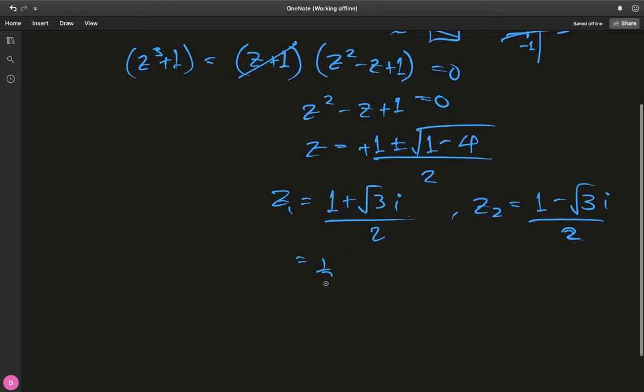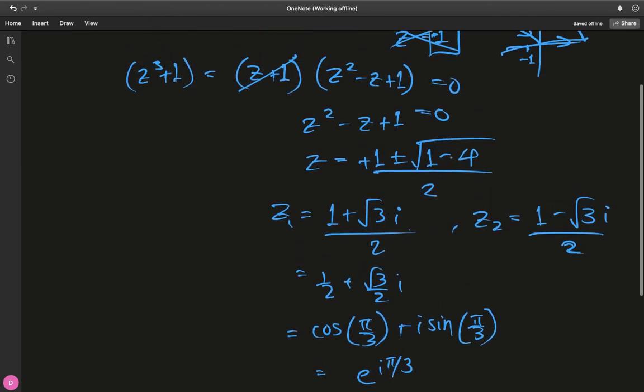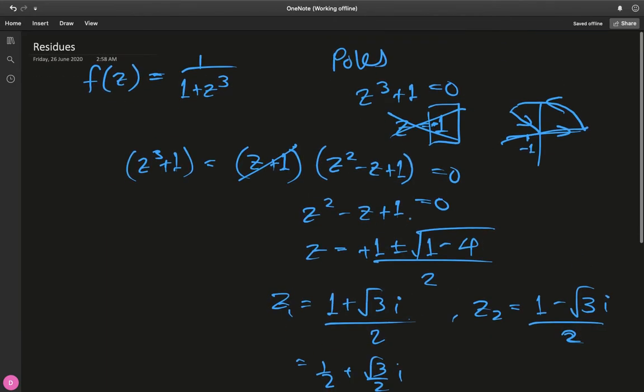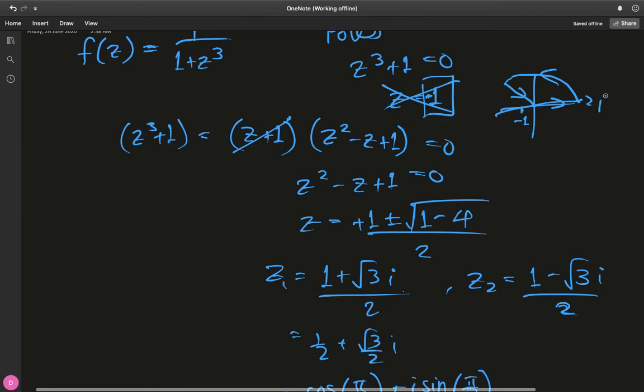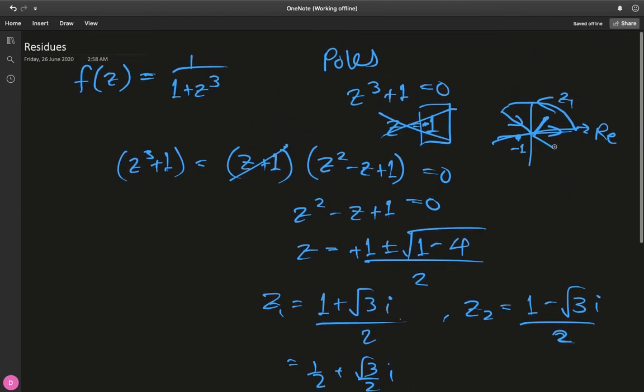This can be written as half plus square root 3 over 2 i, which in terms of angles can be written as cosine of pi over 3 plus i times sine of pi over 3, which is equal to e to the i pi over 3. So this subtends an angle of pi over 3 with respect to the real axis. So z1 is somewhere over here, like that. And this one subtends an angle of 300 degrees, so it is over here.